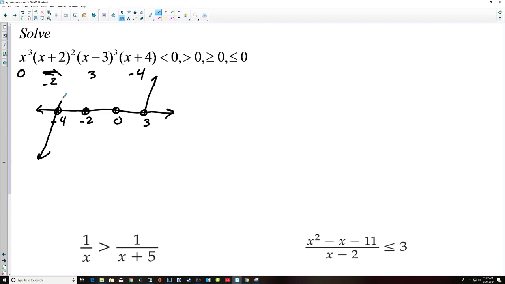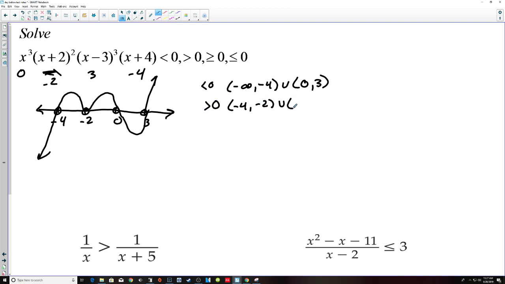Negative 4 is a cut through. Negative 2 is a bounce. 0 is a cut through. And 3 is a cut through. So now for less than 0, negative infinity to negative 4, union with 0 to 3. Greater than 0, it's going to be negative 4 to negative 2, negative 2 to 0.